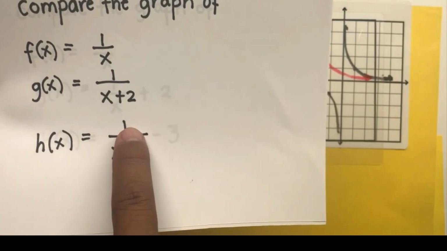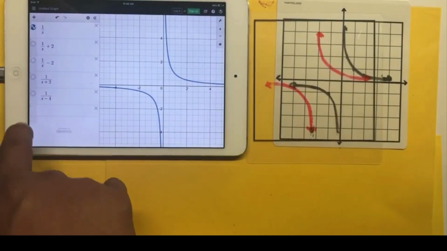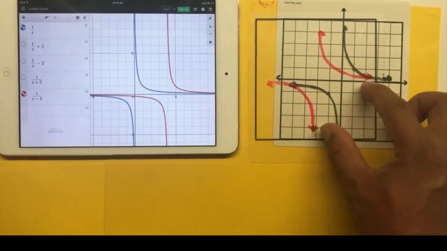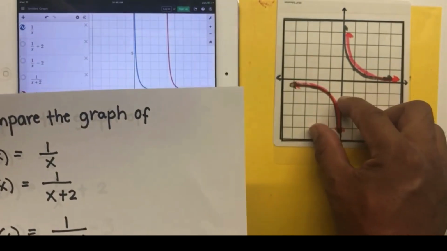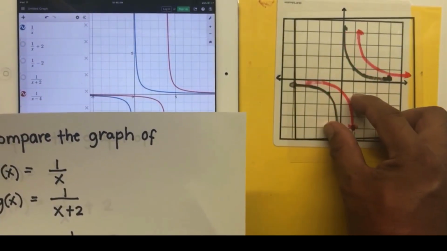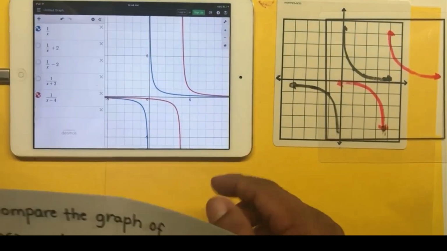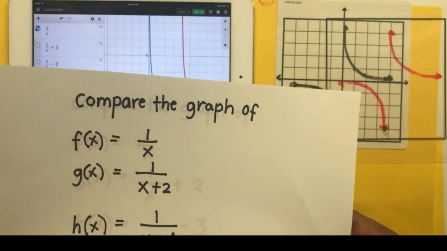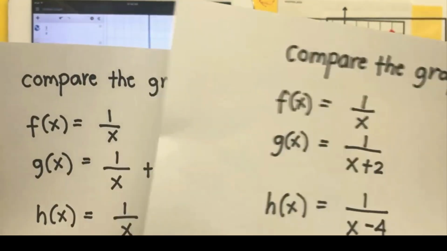How about the graph of 1 over x minus 4? So let's look at our calculator again. So what happened was, from the parent function, when you subtract 4 from x, the graph is moved 4 units right. 1, 2, 3, 4. So that's what happened to the graph. This kind of transformation is what we call a horizontal slide or horizontal translation, whether we translate to the right or to the left.